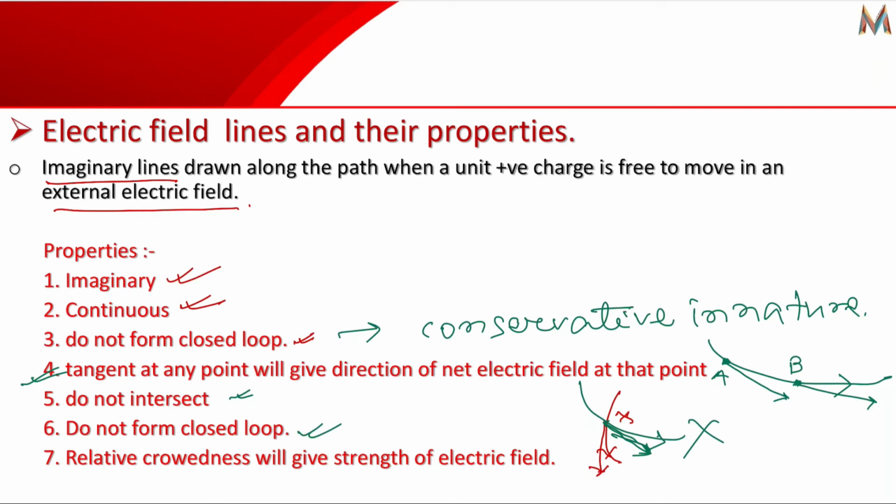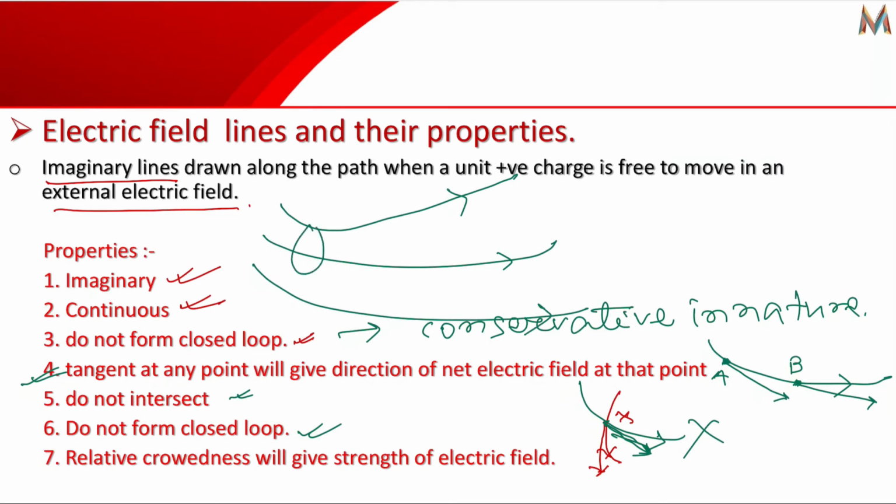The seventh is the relative crowdedness will give the strength of the electric field. That means, let us draw here, this is electric field lines. This is electric field lines drawn. So here there is more crowd, but here less crowd. The region where there is more crowd of electric field lines, at that region the strength of electric field will be more compared to the region where there is less crowd. That is the meaning of point number 7.